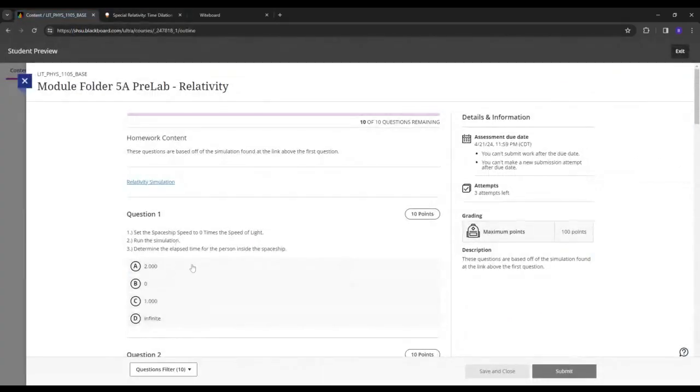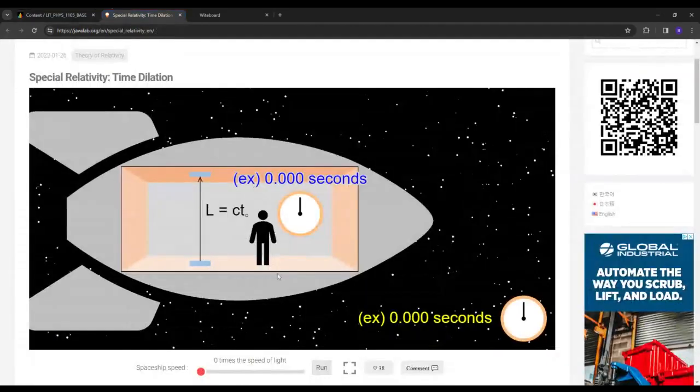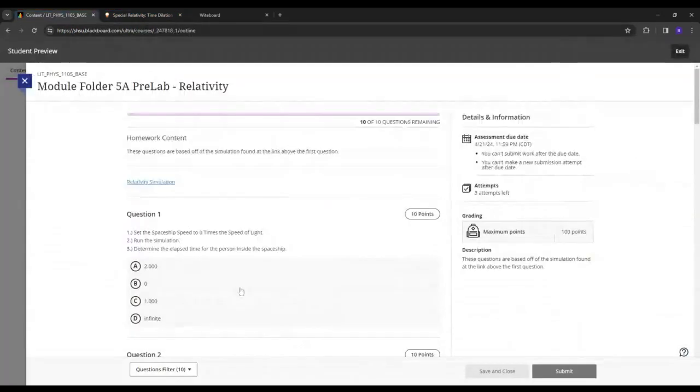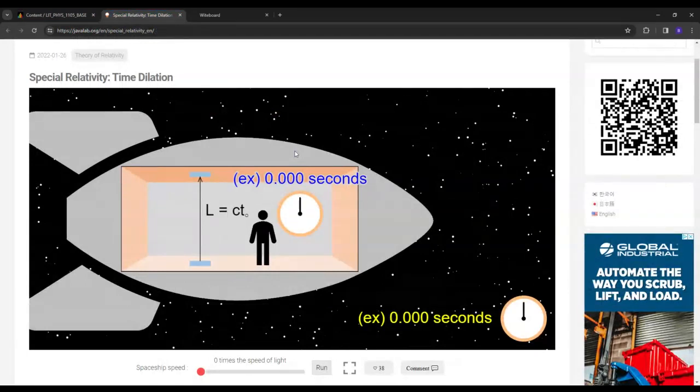Okay, so if we set the spaceship speed to 0 times the speed of light, and think about it, that means nobody's moving, right? It's just sitting here. And when we run the simulation, we want to see what's going to happen. What we're ultimately trying to test is time dilation. Time moves differently for a moving source compared to whoever is watching that source that's moving. Well, we're not going to make it move this time. It's going 0 times the speed of light. And let's see what happens.